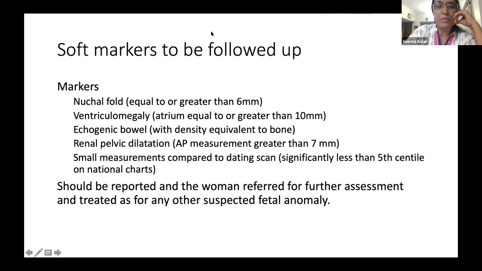So the soft markers which need to be followed up are nuchal fold equal to or greater than 6, ventriculomegaly, atrium equal to or greater than 10, echogenic bowel where the density is equivalent to bone, renal pelvic dilatation, or the fetus is growth restricted very early in pregnancy, like 20 weeks. These should be reported and the woman referred for further assessment and treated as for any other suspected anomaly.